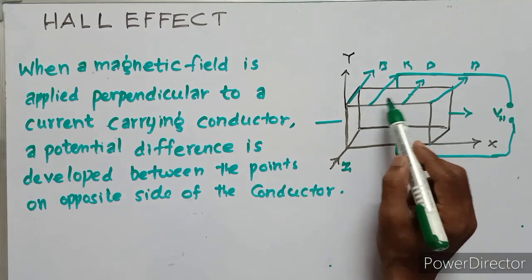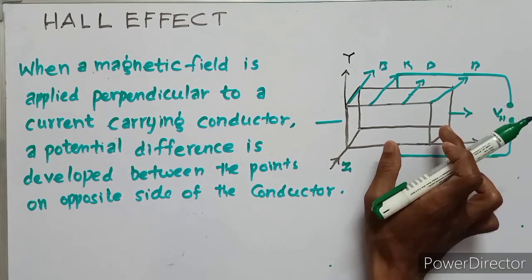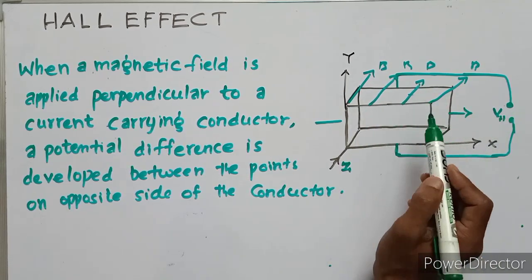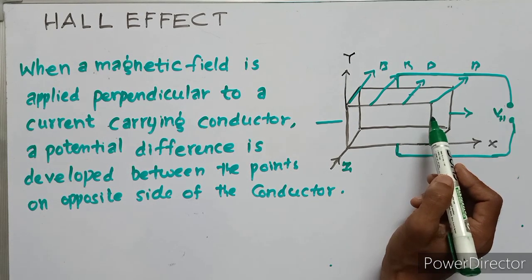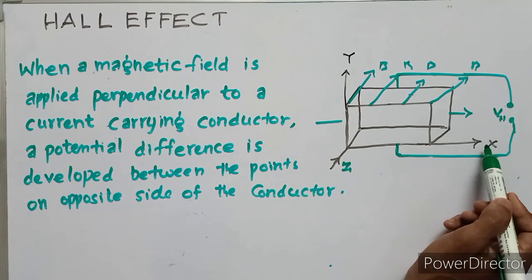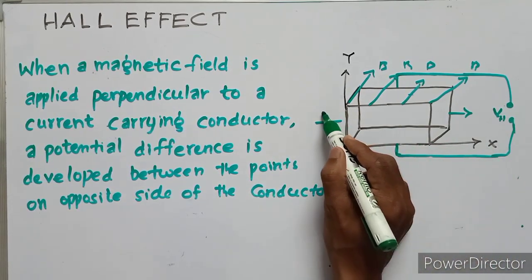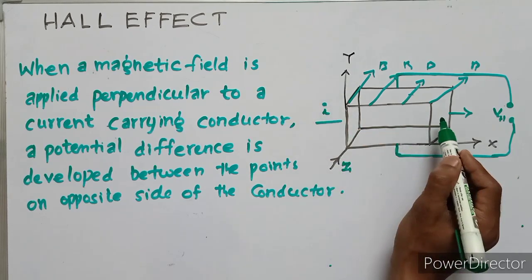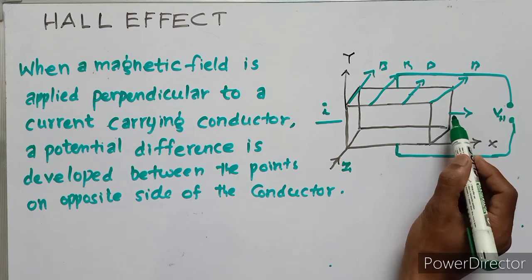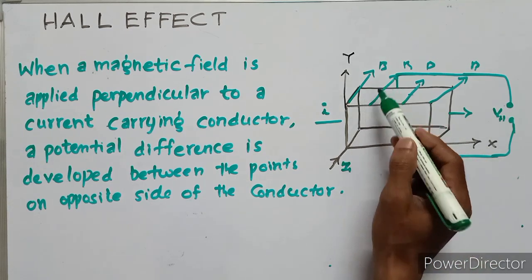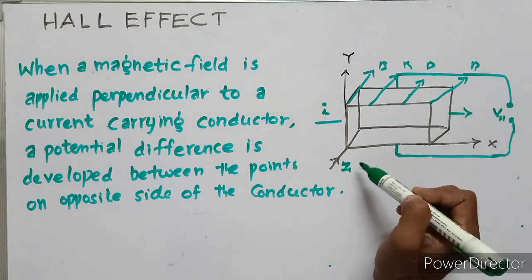Consider a uniform thick rectangular metal strip. This is the metal strip. This metal strip is placed with its length parallel to x-axis. This is the x-axis. Let a current I be passed on the conductor along x-axis, and a magnetic field B is applied along y-axis.